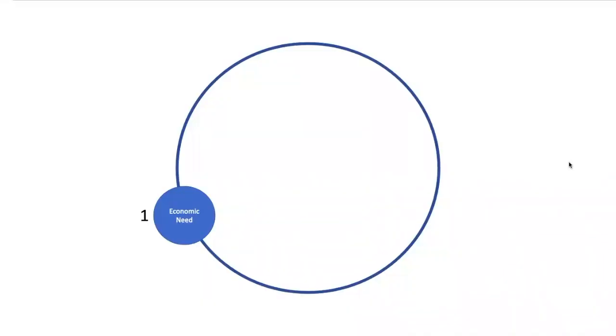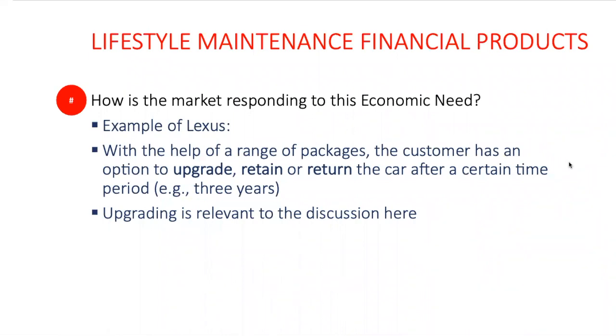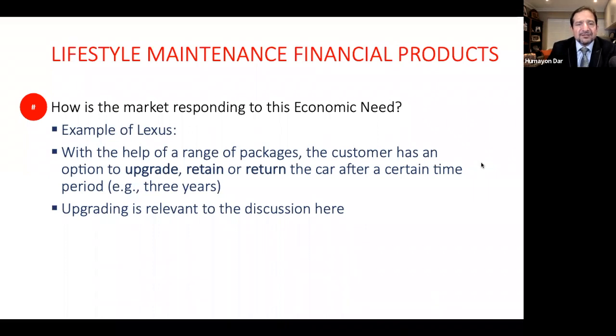You know, we said there are 5 ingredients of structuring Islamic financial products. So economic need is established by this need for lifestyle maintenance by most of the people. The question arises, how is the market responding to this economic need? I have given one example of Apple, the trade-in option. Lexus, a car company, has its own answer to this lifestyle maintenance, and that is offered with the help of a range of packages.